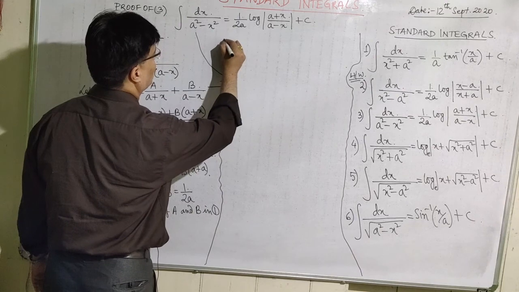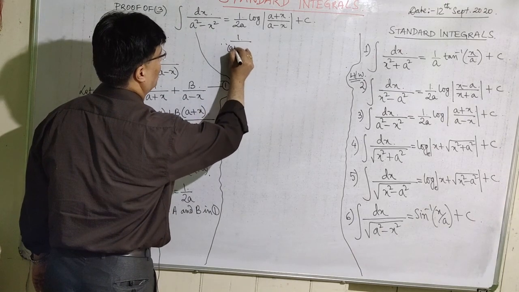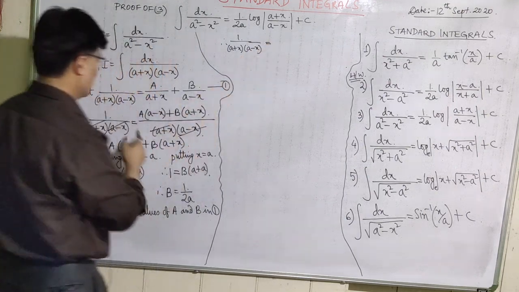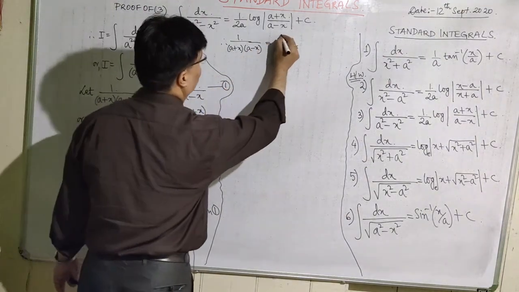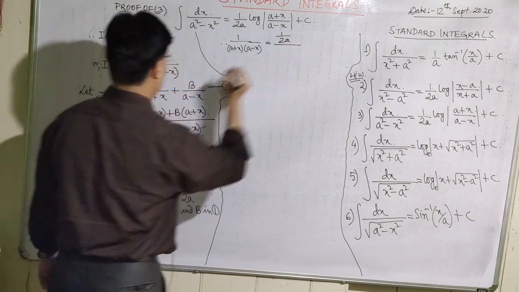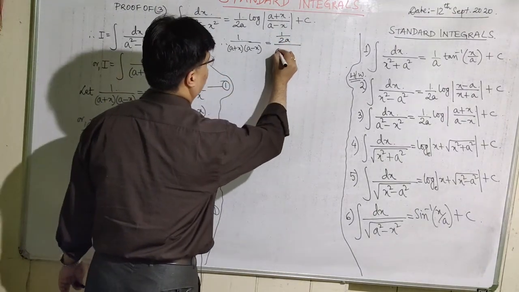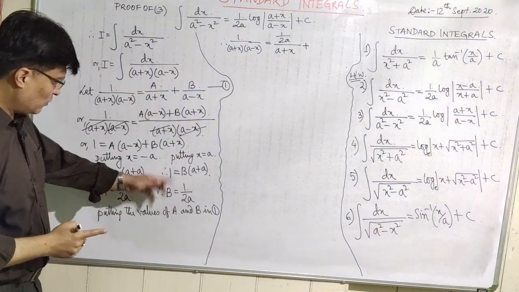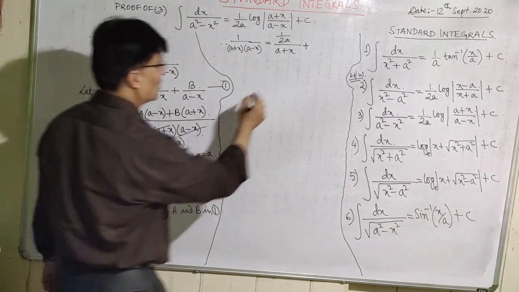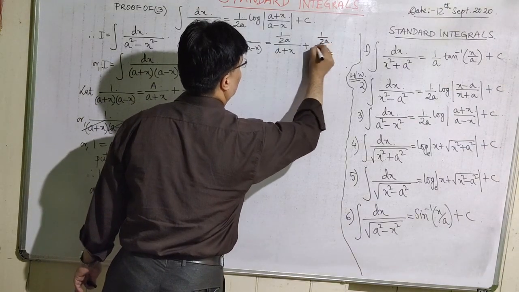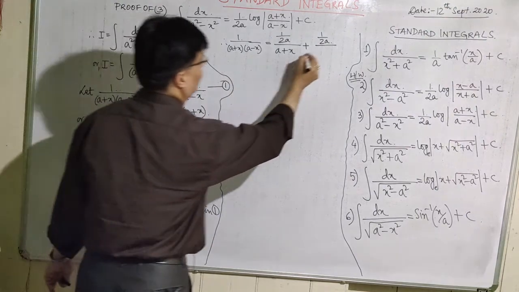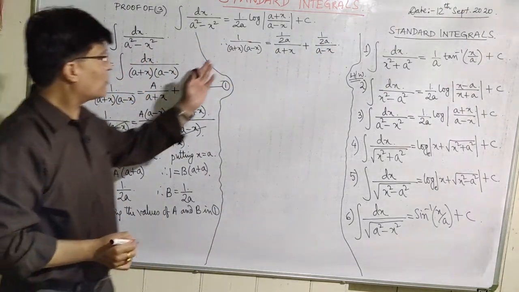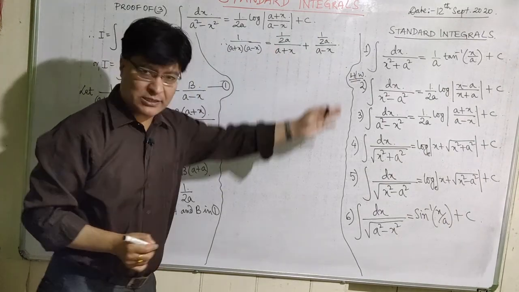So therefore 1 upon a plus x into a minus x is equal to, what is capital A? 1 upon 2a. 1 upon 2a divided by what? A plus x. Then plus, what is capital B? 1 upon 2a, isn't it? So write down 1 upon 2a in the numerator divided by, in the denominator we have a minus x. Is it understood now? So we have converted this fraction into partial fraction.